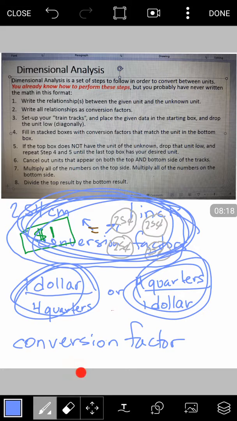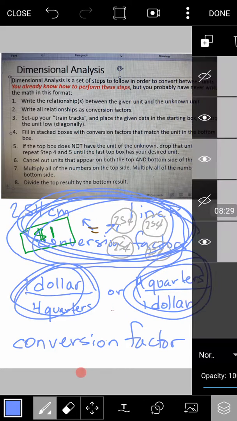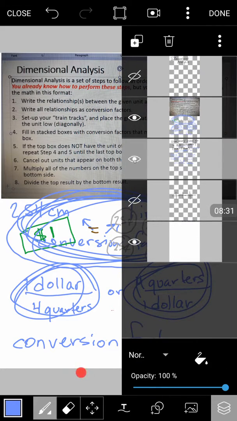All right, step 3. Set up your train tracks. Place the given data in the starting box and drop the unit low. Or as I say, drop it low, low. So what do I mean by that? Setting up your train tracks. This is what I mean.